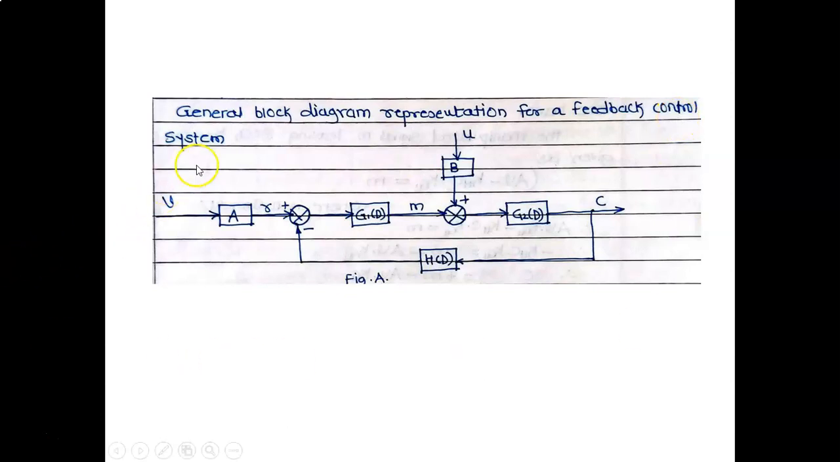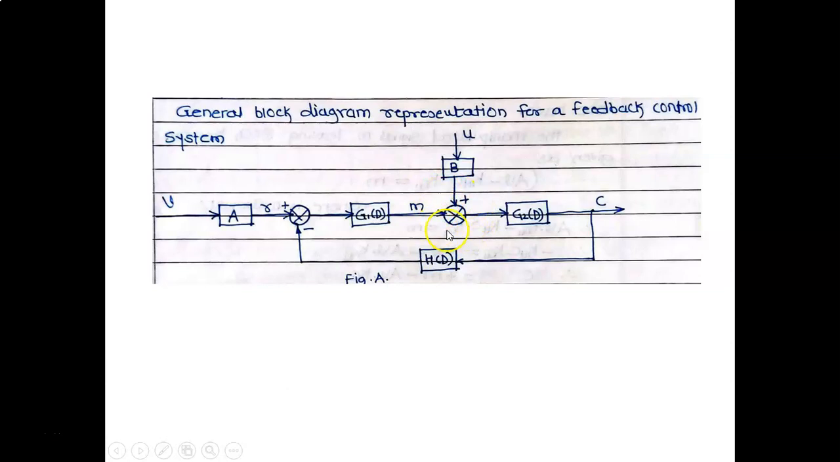Now this is the feedback control system in which first input V is there to the element A. After that element A, R is the output from element A, which is fed to this summing point having positive signal. Then next block G1D is there. From that output M is there. It is fed to this another summing point. Then to this summing point another signal is coming, that is positive, from the element B, and to the element B U is the input.